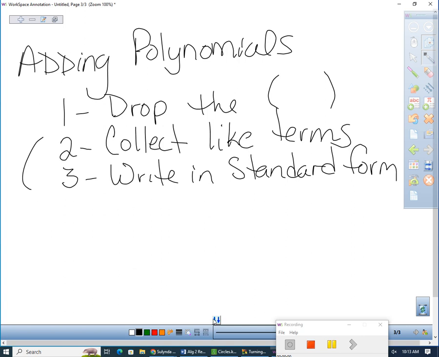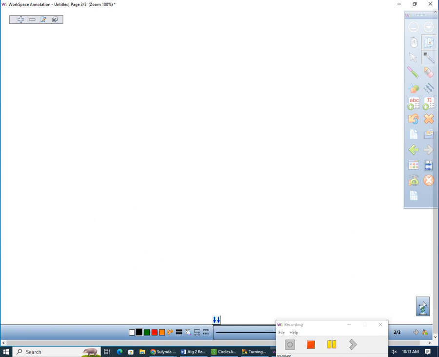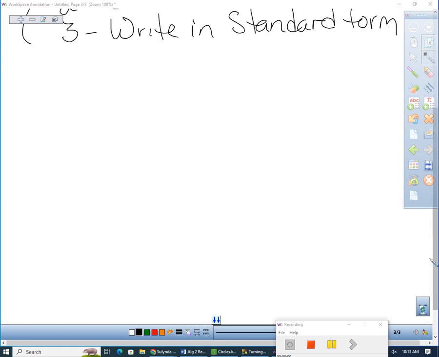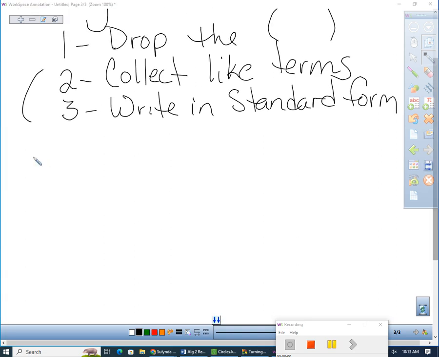So as I'm collecting like terms, I'm writing it in the right order. So, for example, let's go. Oops, I went a little too far. Sorry, my bad. There we go. I'm on example 4, and this is going to cover problems 30 through 34.